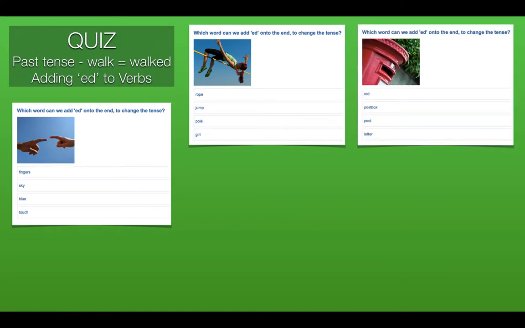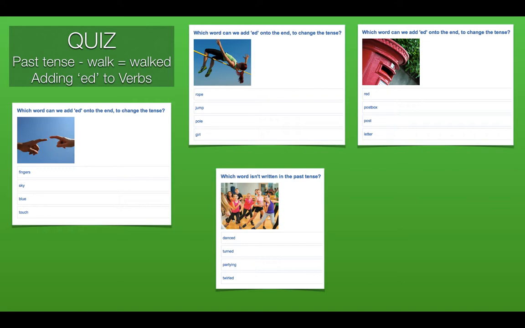Number 3, which word can we add ed onto the end to change the tense? Is it number 1, read, number 2, postbox, number 3, post, or number 4, letter?